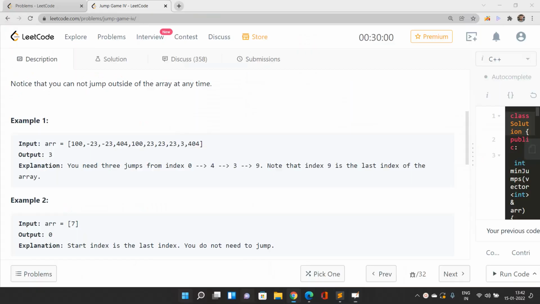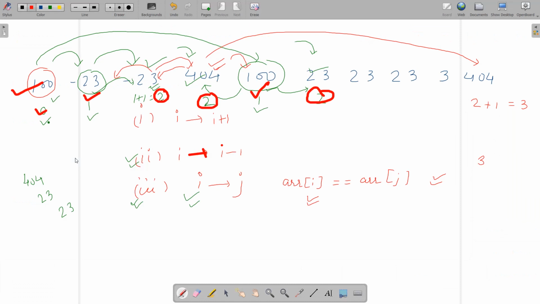Minimum number of jumps, let's check it out. Yeah, you can see it is coming out as 3. So let's also try to find out the rest of the values.